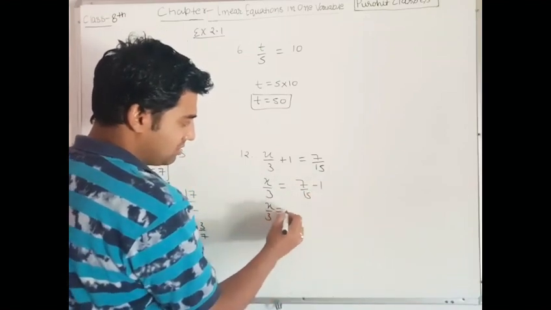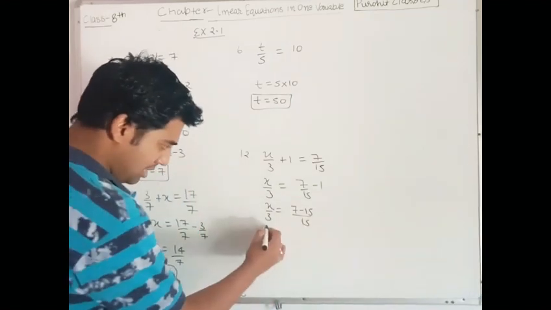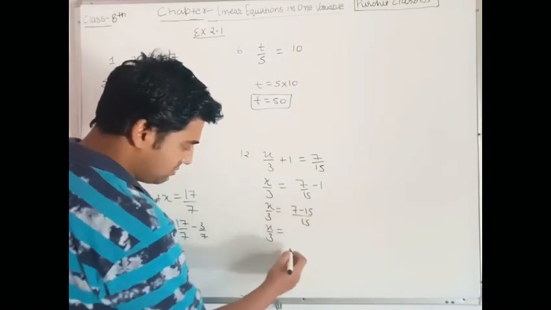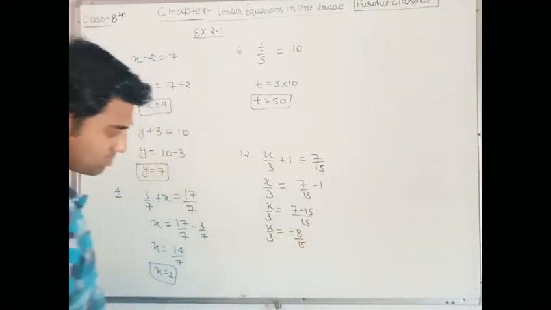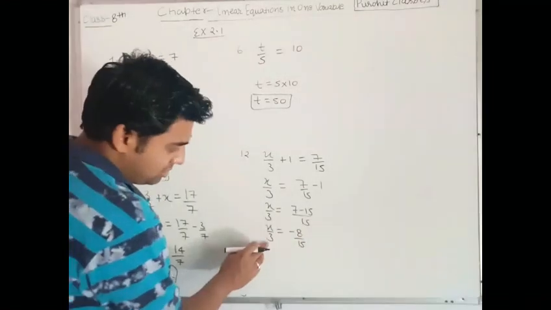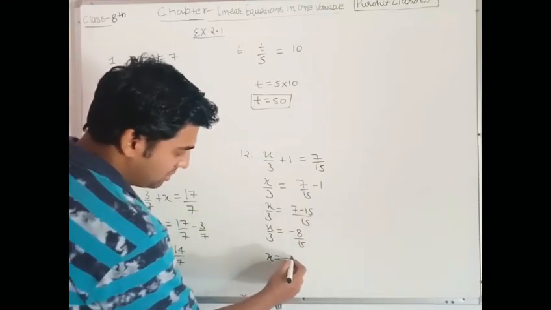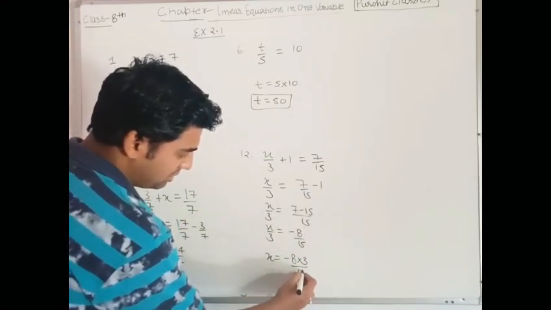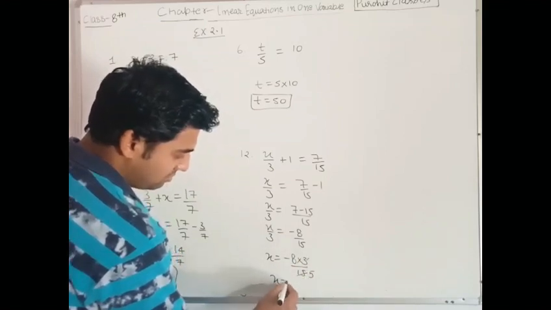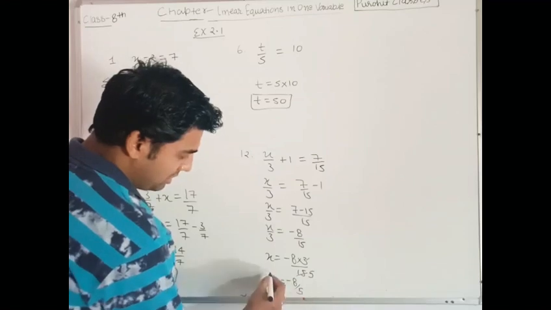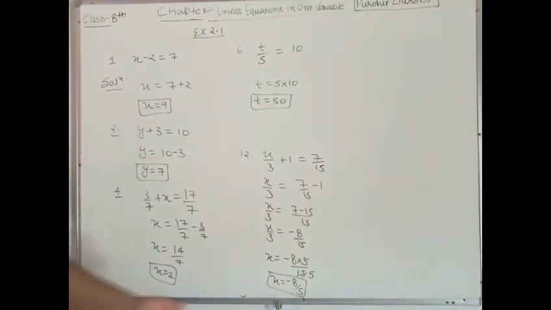x by 3 equals 7 minus 15. We have taken the LCM. x by 3 equals, this will be minus 8 over 15. Now this is under the operation of division, so if I transpose, it will be under the operation of multiplication. So this will be times 3 divided by 5. You can simply cancel out 3 with 15, so the answer will be minus 8 over 5, and no need to write it down as a proper, improper or mixed fraction.